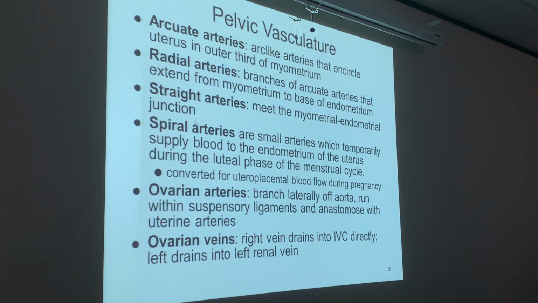From the zona basalis, then my spiral arteries come off. It's the spiral arteries that we slough off when we have our cycles, or they stay if I get pregnant and they help the placenta form. They have two functions. The ovarian arteries come off of the aorta. The ovarian veins, the right one drains into the what? IVC. The left one drains into the left renal vein.